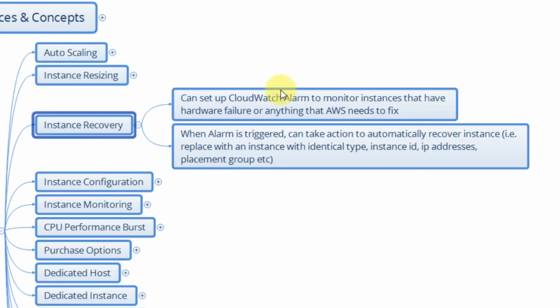Instance recovery is an option. So you can set up CloudWatch alarms to monitor instances that have had a hardware failure or a failure which AWS needs to fix. And when this alarm goes to alarm state, you can actually take action to automatically recover the instance. So if there's a hardware failure, the alarm is triggered, and if you had specified automatic recovery, the failed instance is replaced with an instance that has the same type, same instance ID, same IP addresses, and is in the same placement group. So it's almost as if the failure never happened.